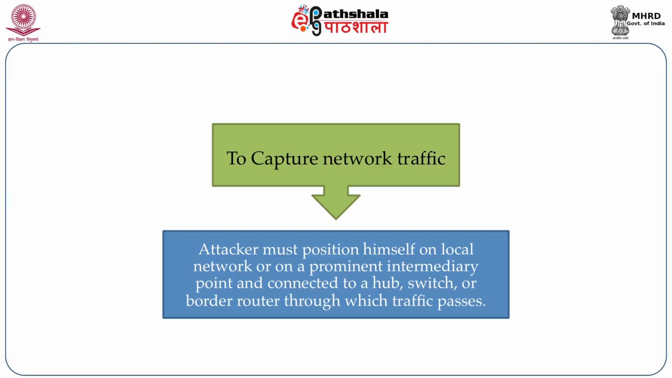To capture network traffic, the attacker must position himself on the local network or at a prominent intermediary point. If the attacker is not attached at a critical point, then he would not be able to sense traffic. So the attacker must position himself on the local network, or as I said, at some strategic location, connected to a hub, switch or border router through which traffic passes.